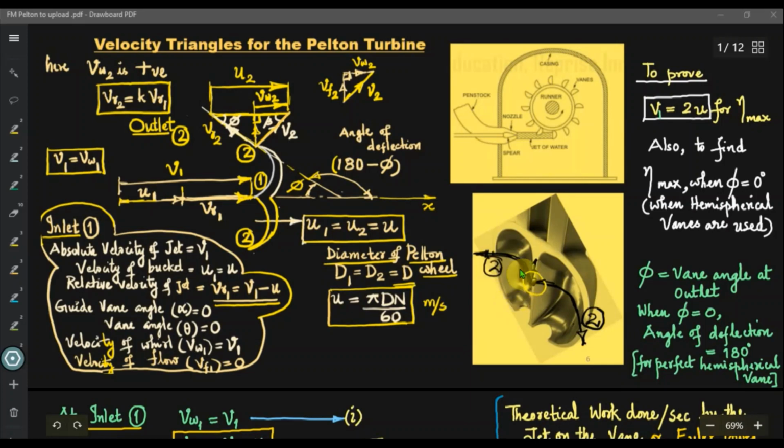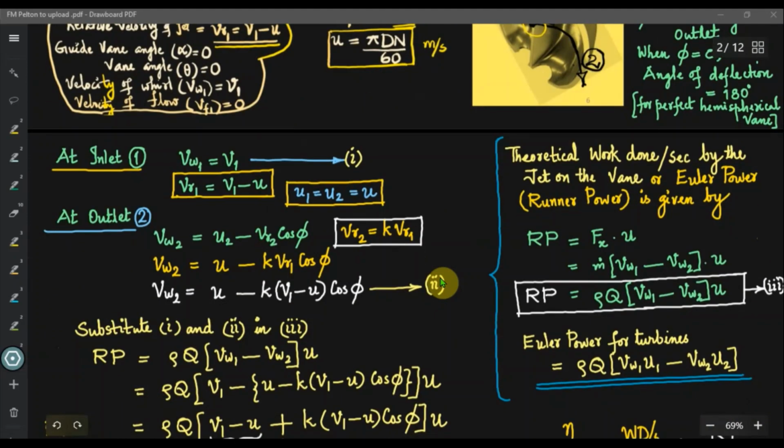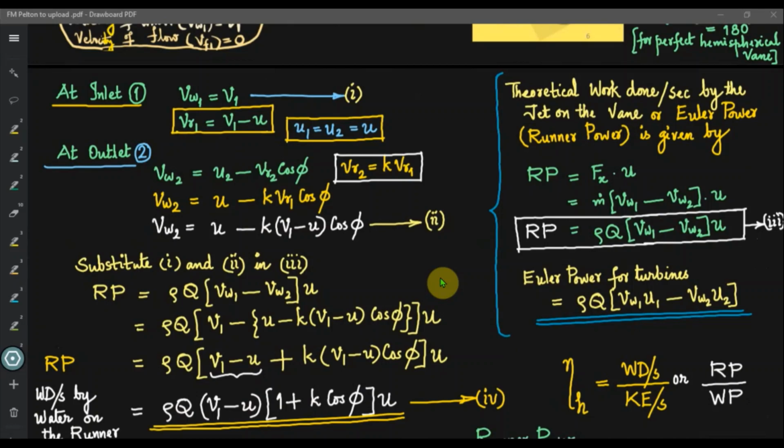And the jet is deflected through an angle 180 minus phi, where phi is the vane angle at outlet. The whirl component of velocity at inlet VW1 is equal to V1 itself. And VR1 is equal to V1 minus U. We are familiar with all these components and angles already. Now let's proceed and find out an expression for hydraulic efficiency.